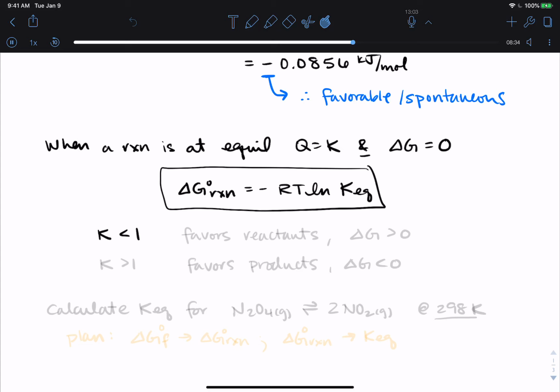If K is less than 1, this is a reaction that favors reactants. So it doesn't want to go very far to the right. That's a non-spontaneous reaction. So delta G is positive. K greater than 1 favors products. So the reaction wants to go to the right. This is a negative delta G or a spontaneous or favored reaction.